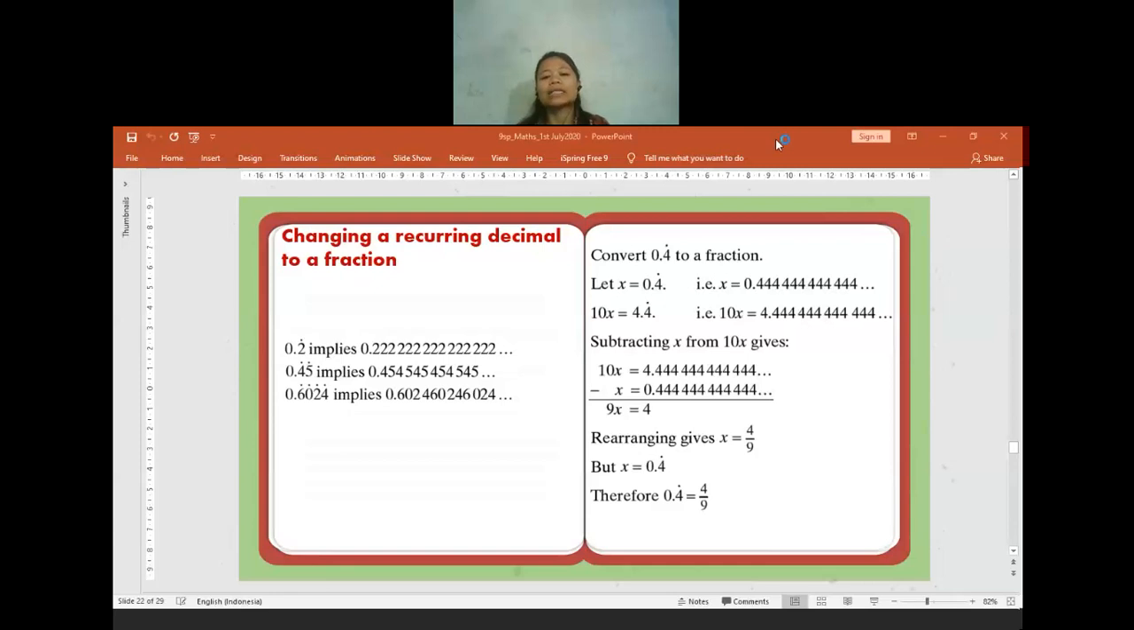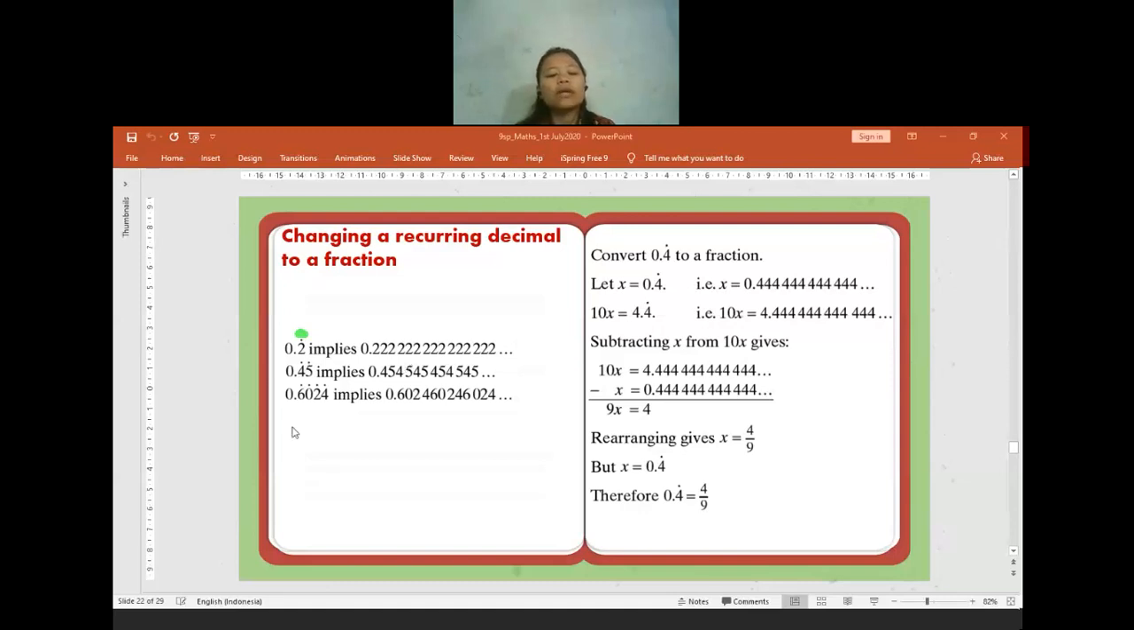Before I change the recurring decimal into fraction, let us revise. If it is 0.2 with a dot in here, it means the 2 will never end. It will keep on repeating and will never stop. So it will be 0.22222, never stops. If it is 0.45, it means it will be 0.45454545 and so on, never stop.